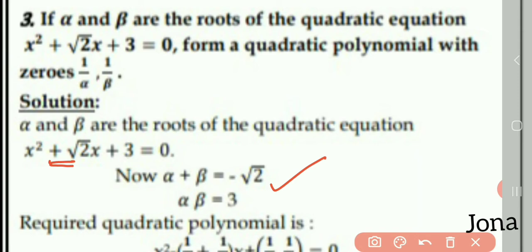In this general format I have x square minus sum of the roots into x, and here I have plus, isn't it? So I want to take it like this. Here alpha plus beta equal to minus root 2 and alpha beta equal to 3. Okay, and then we want to find the quadratic polynomial with zeros 1 by alpha and 1 by beta. By using these zeros only I want to find the quadratic polynomial. Okay, let me see that.